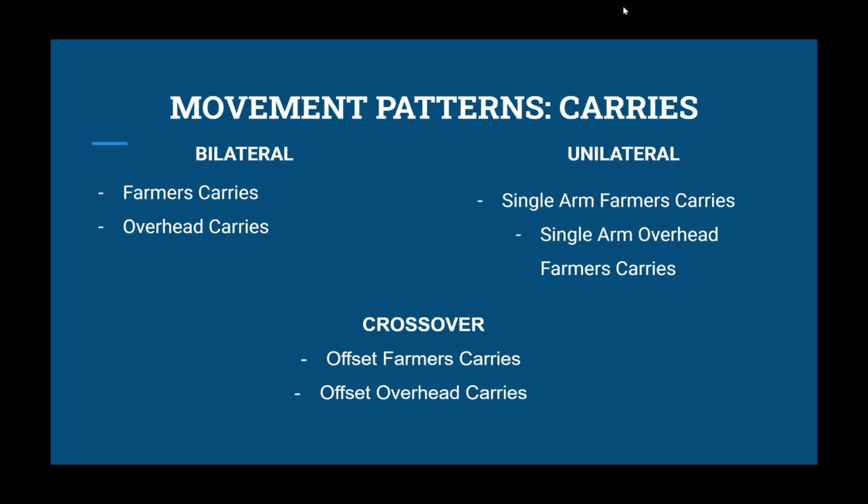If you're not familiar with offset carries, basically you take a heavy weight in one hand and half the weight in the other hand, and you just do your farmer's carry. If you are doing overhead, the lighter weight would be the one that goes up overhead.